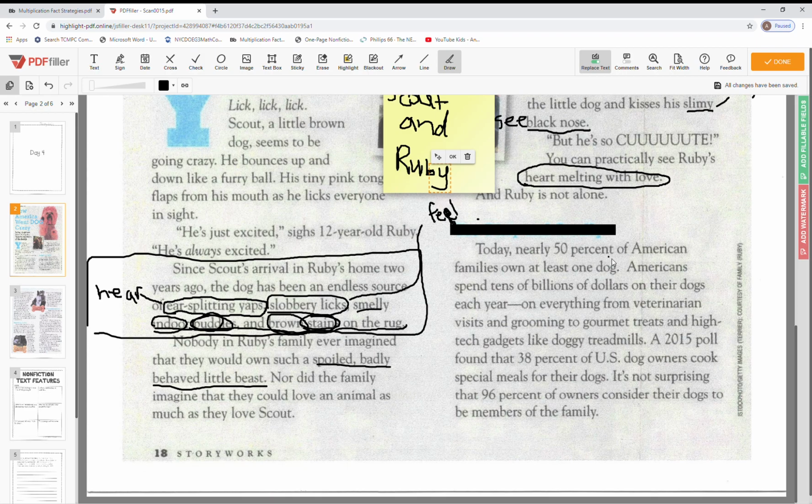Today, nearly 50% of American families own at least one dog. Americans spend tens of billions of dollars on their dogs each year, on everything from veterinary visits and grooming and gourmet treats to high-tech gadgets like doggy treadmills. A 2015 poll found that 38% of U.S. dog owners cook special meals for the dog. It's not surprising that 96% of owners consider dogs to be members of their family.